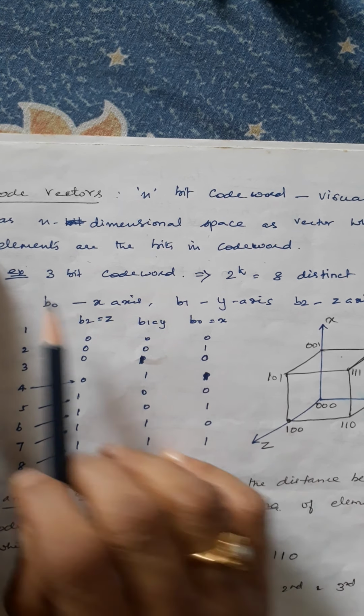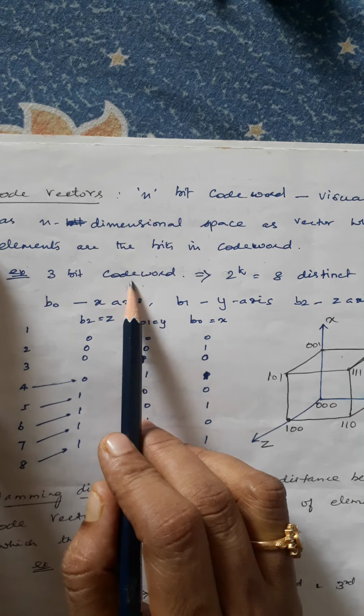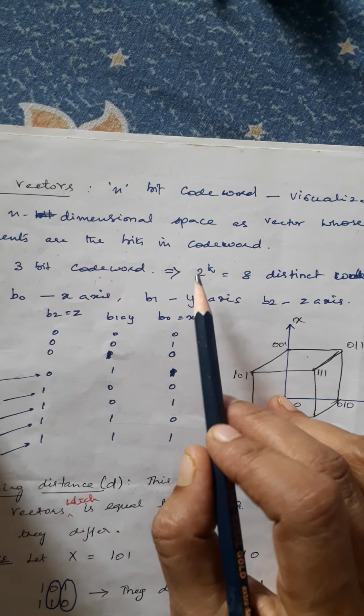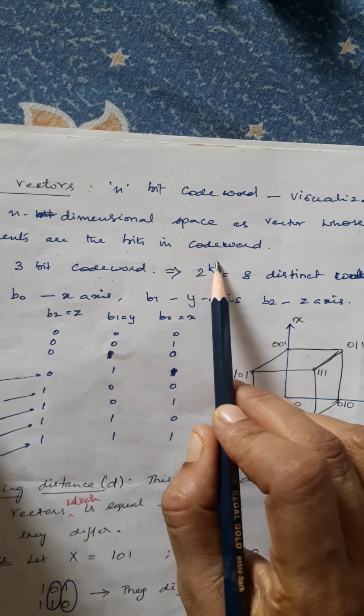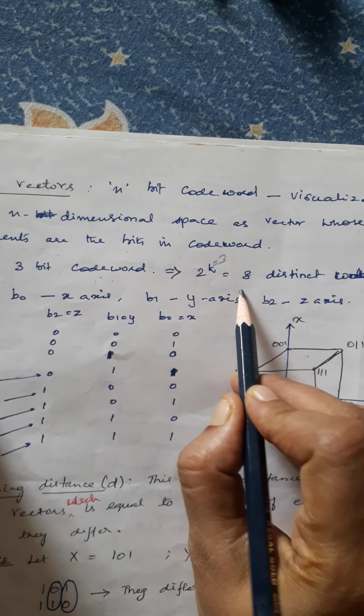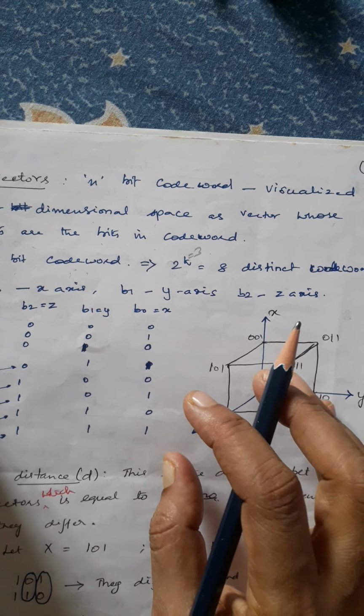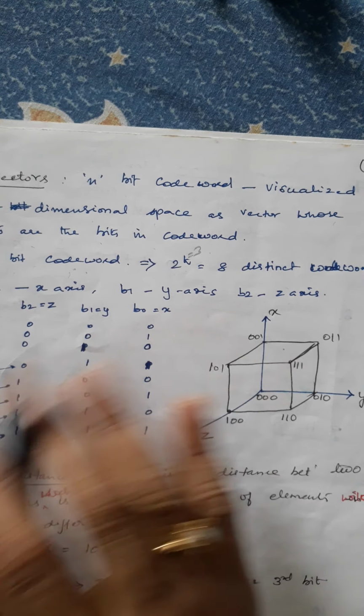So for example, assume a 3-bit code word. For a 3-bit code word, what are the possible combinations? You have 2 to the power of k, where k is 3. So when k is equal to 3, that results in 8 distinct code words possible, from 000 to 111.